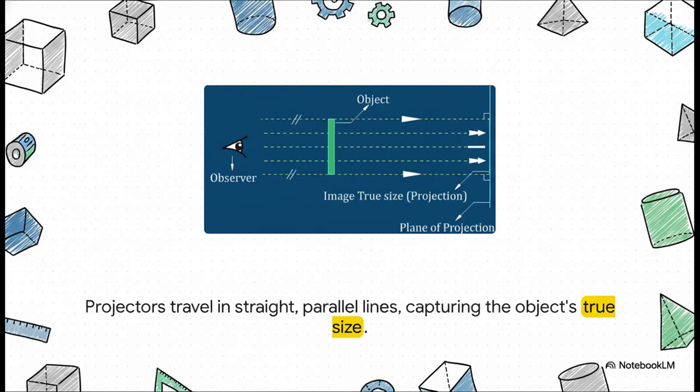And this shows you exactly why that's a game changer. These projectors, those lines coming off the object, travel in perfectly straight, parallel lines to the page. Since they never converge, they never get closer together, the image they create is the object's true size and shape. No distortion. That right there is the whole secret to engineering accuracy.